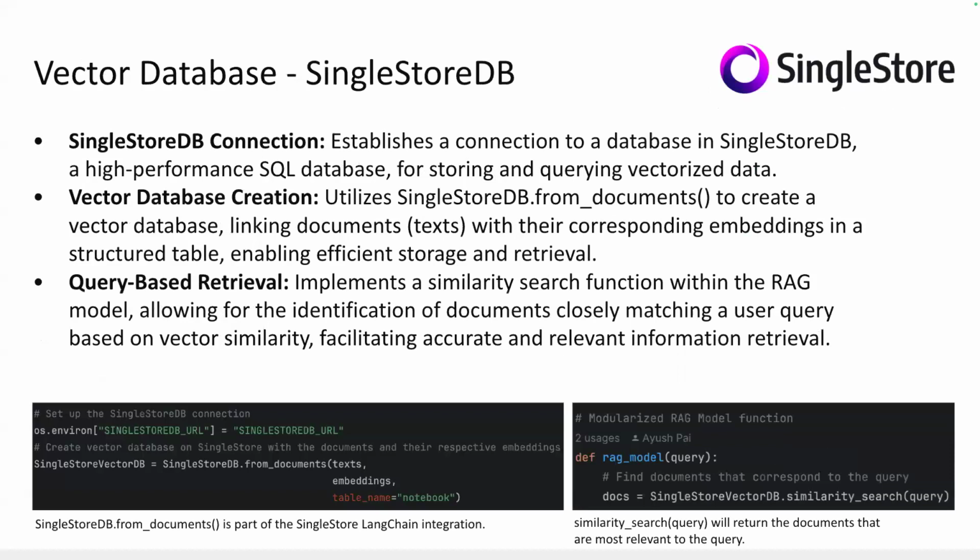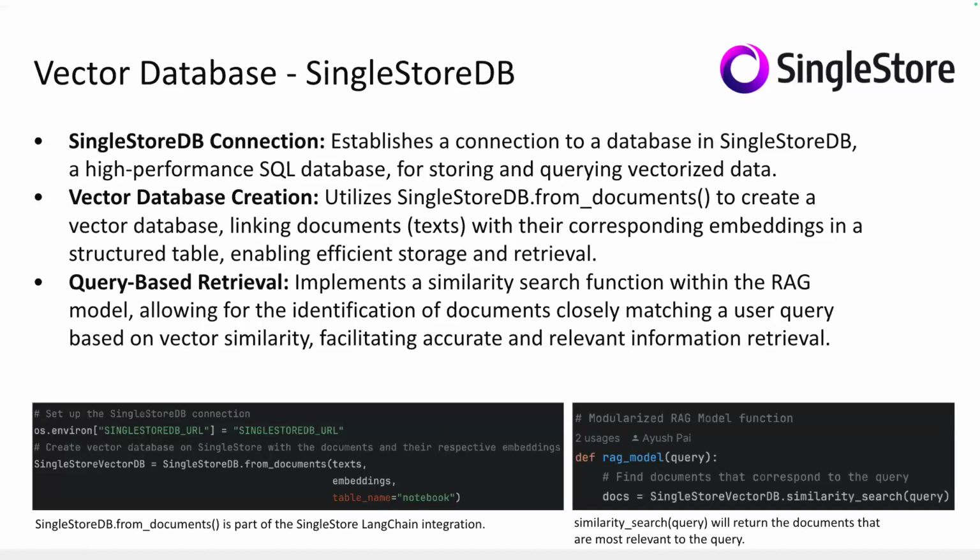So the next phase is moving our RAG architecture into our vector database. What we're going to be using here is SingleStore DB, which is a robust SQL database designed for high speed vector data operations in a lot of cases. The connection to SingleStore DB, as we can see on the left corner here, allows us to leverage its high performance directly and store these pre-generated embeddings.